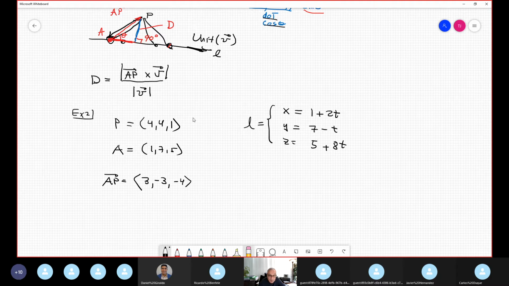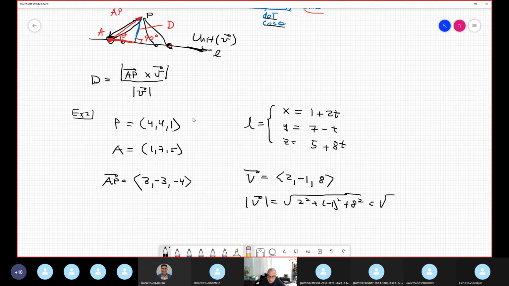Okay, now the direction vector of the line. What is the direction vector of the line? It is (2, negative 1, 8). This is the direction vector of the line. And immediately you find the magnitude of this vector. It's the square root of 2 squared plus negative 1 squared plus 8 squared, which is 69. Square root of 69.